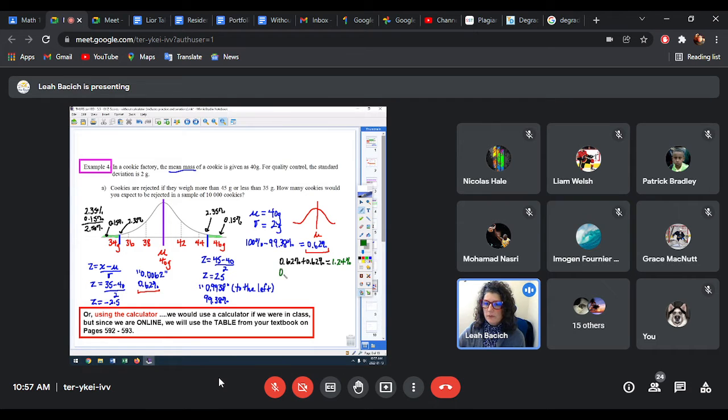So now I need to do 0.0124, making it a decimal, times, what is it, 10,000 cookies. And that's going to give me 124 cookies. So that's how many out of the total 10,000 that would be rejected. It shouldn't be a very high number, because quality control would be such that they wouldn't want to be getting rid of a lot of product here, just a little bit.